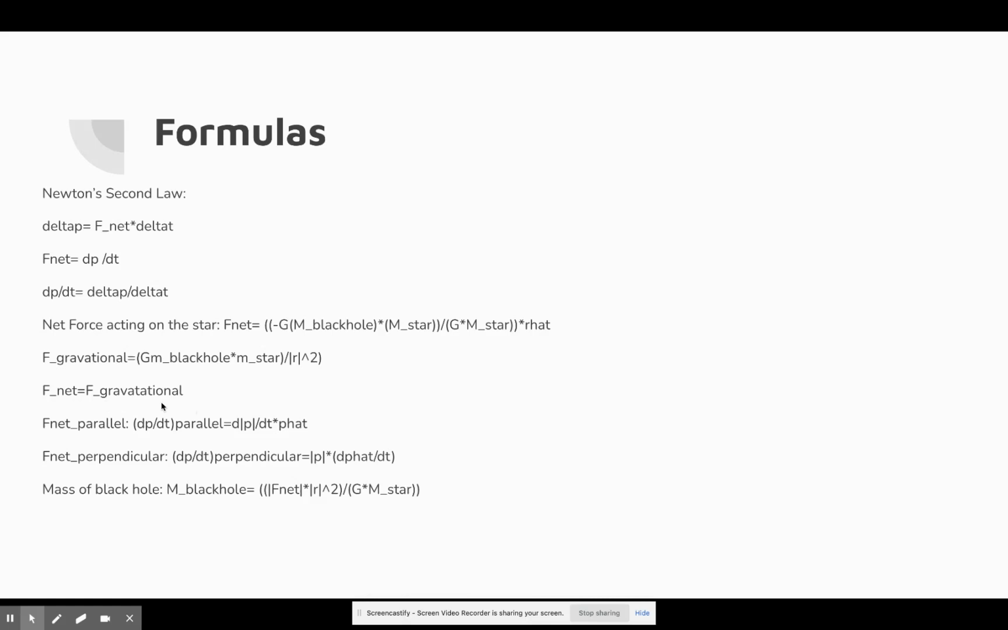And then we also can get our F net parallel and F net perpendicular, our different directional net forces, in order to get that full F net for our mass of the black hole equation, which again is mainly that rearranged net force acting on the star.